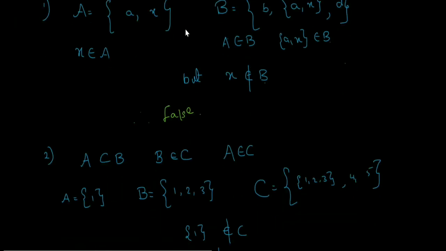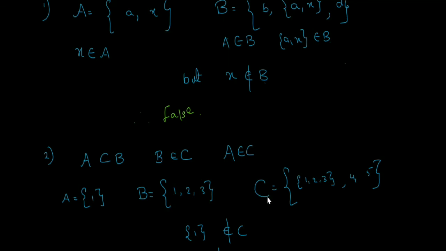I have given an example here. A is a subset of B. So I have given a set A as {1}, set B as {1, 2, 3}. So A is a subset of B. Correct? When will you say it is a subset? If every element of the set A is present in set B, then we say the set A is a subset of set B. Yes, here it is a subset.